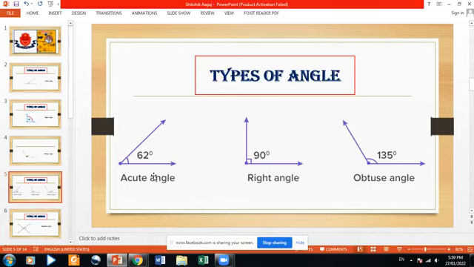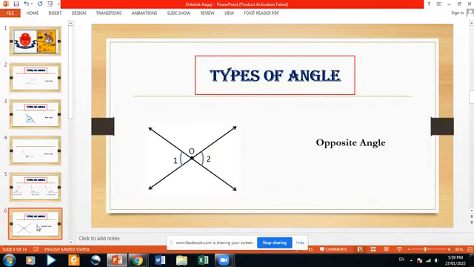Less than 90 degrees, 62 degrees, means acute angle. This is 90 degrees, means right angle. This is 135 degrees, means obtuse angle. But when we come to this slide, when there is intersection of two lines, line number 1 and line number 2, there is formation of four angles.